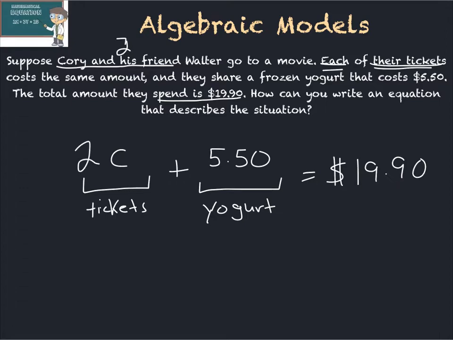2C plus 550 equals $19.90. And I challenge you to solve that equation. We're not going to do it right now because we're just focused on writing the algebraic expression. But I challenge you to pause the video and solve the equation, and we'll discuss the answer just to get some extra practice on solving these types of equations, which you've already done. But that's it. You just need to look for those key words.